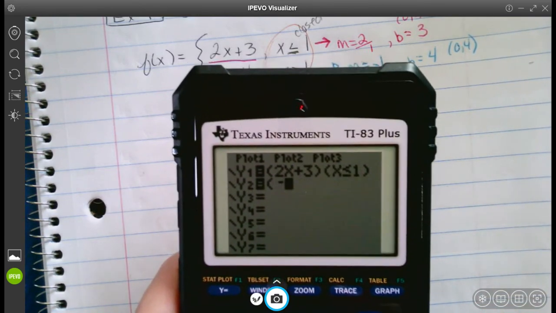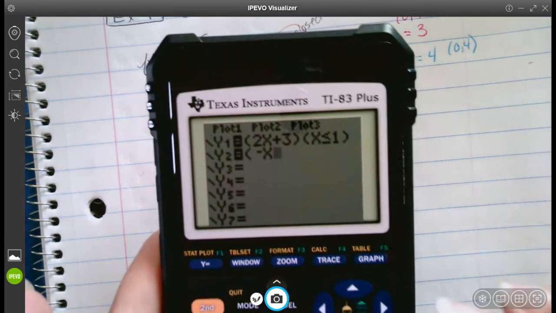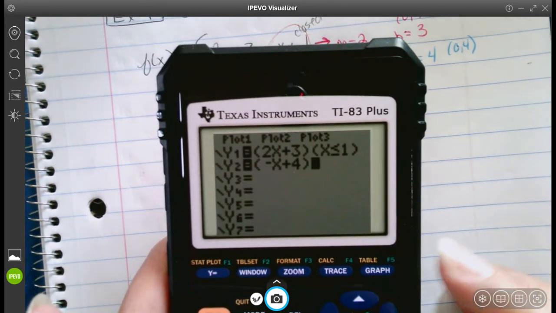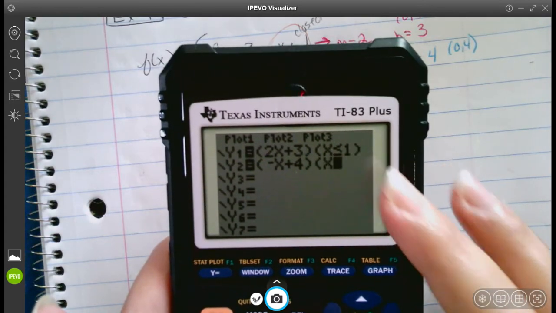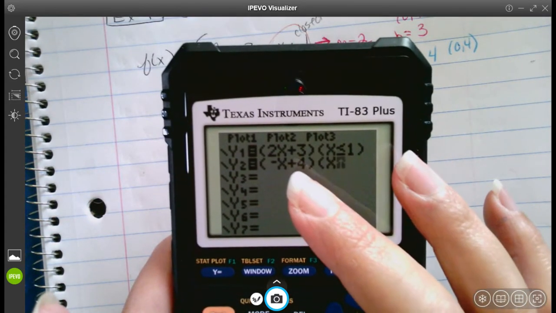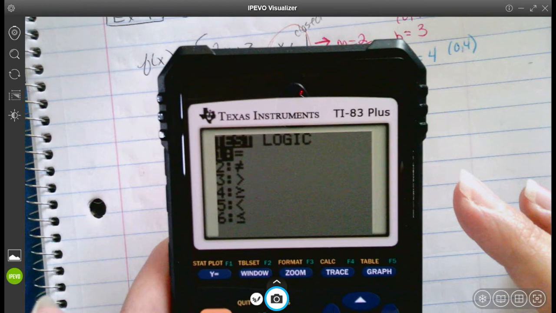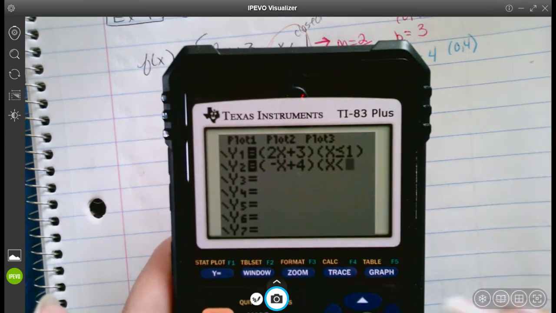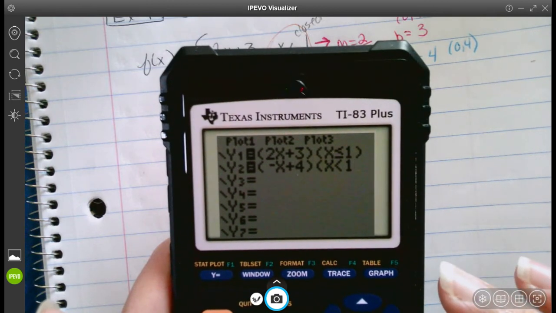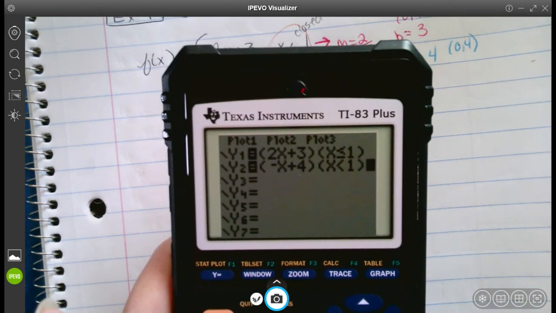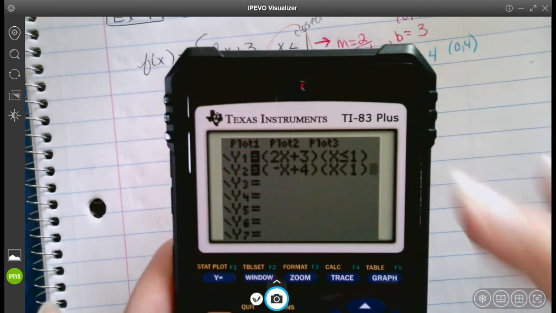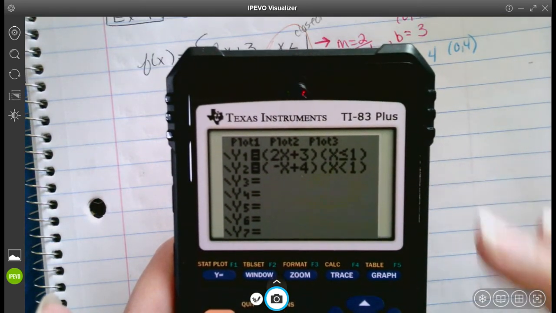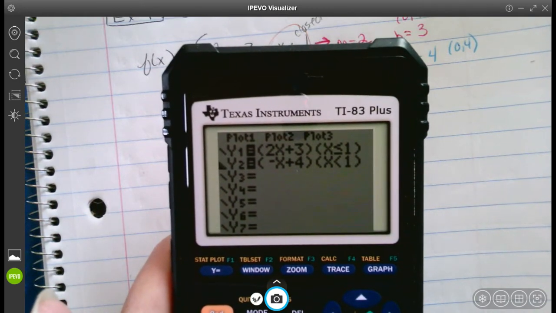And then we do the same thing for y2. So that one is negative x plus 4. And then our conditions. So x is less than, so second math, this one, 5. And it was a 1, close parentheses. And once these are good to go, you want to make sure you go back to the end over here and put these in dot mode again, just like we did with the piecewise.